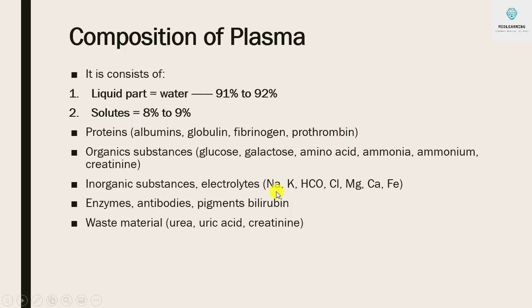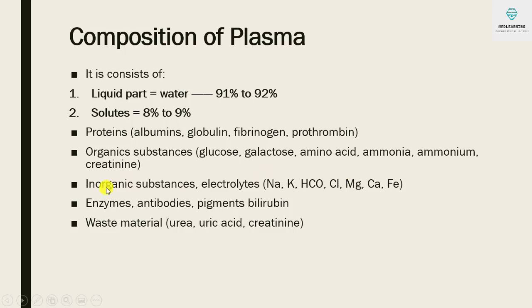And bicarbonate is formed from carbon dioxide, and a large amount of carbon dioxide is present in our body in the form of bicarbonate. And other substances like chloride, magnesium, calcium, and ferritin are also present, and they also have important roles in cell metabolism and our other processes within the body. So these are important, and these are all present in plasma.